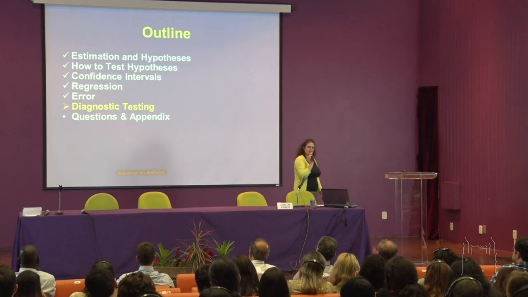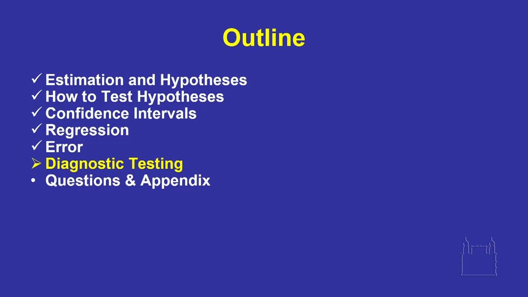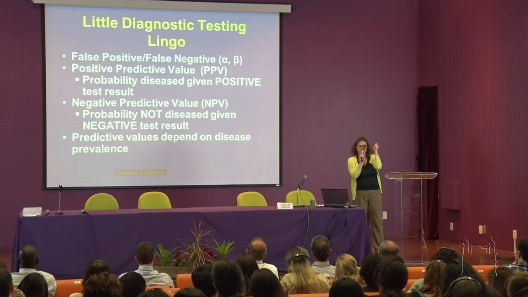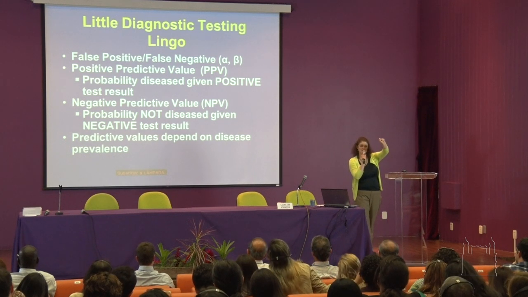So a place where you also have to think more outside the box is diagnostic testing. A little bit of vocabulary here. We know false positive, false negative. Positive predictive value. This is the probability that you are diseased given a positive test result. So let's say I pee on the pregnancy stick. All I see is that it tells me that I'm pregnant. What's the actual probability I'm pregnant?